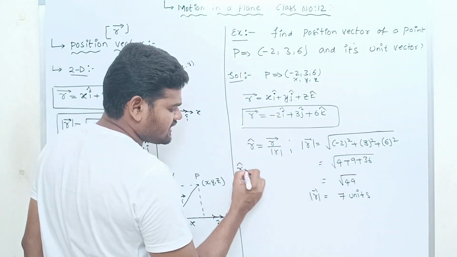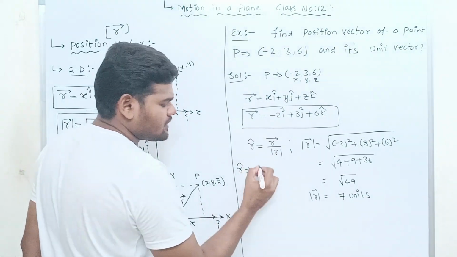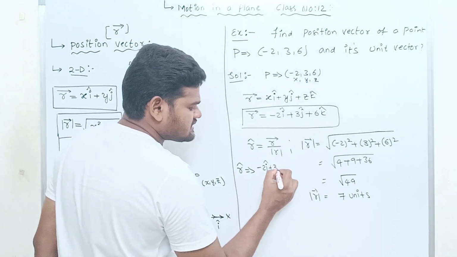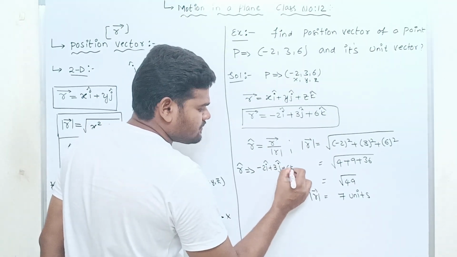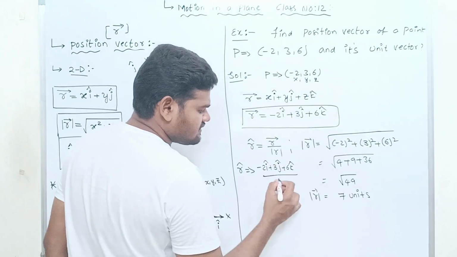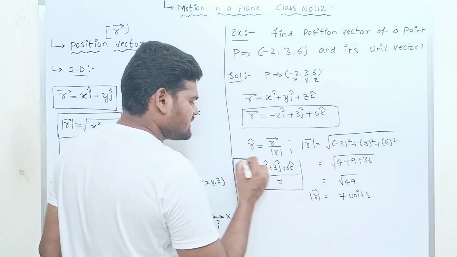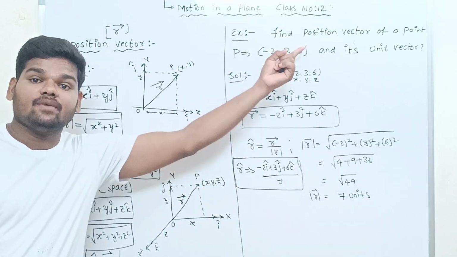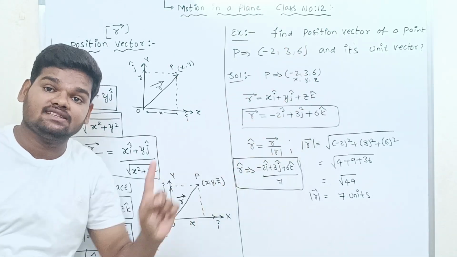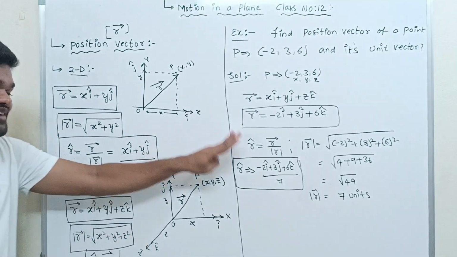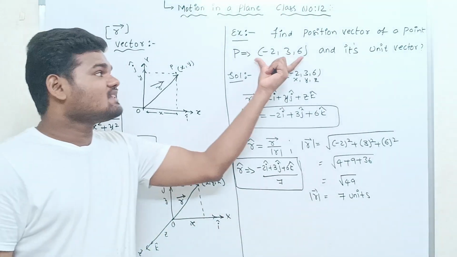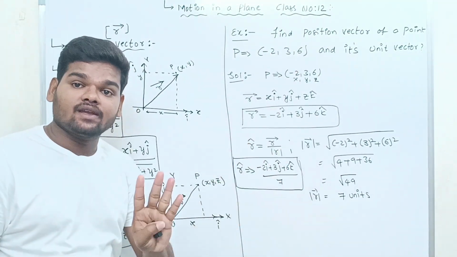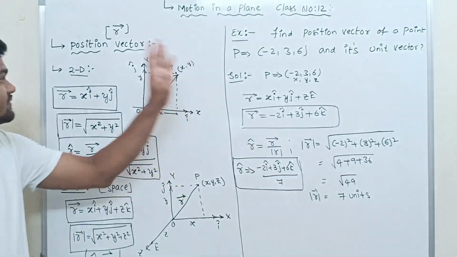Just substitute here. Then the unit vector r cap is equal to r bar, that is minus 2 i cap plus 3 j cap plus 6 k cap, divided by the magnitude of r, which is 7. So this is the unit vector of the given r bar vector in the three-dimensional coordinate system. Is it clear? Any doubt? Likewise, you have to do the problems when they ask for the position vector and its unit vector.